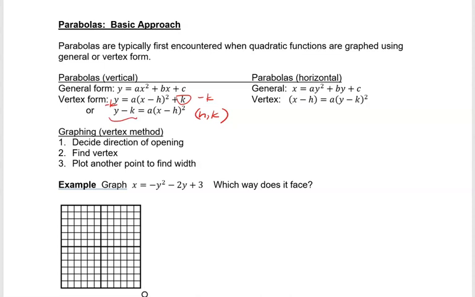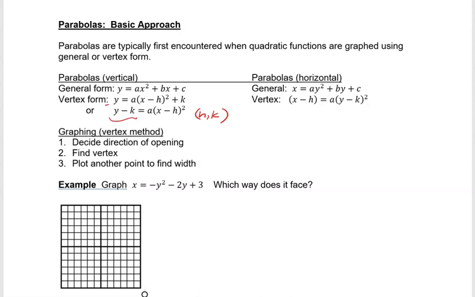We can also write this parabola in a sideways format, and that is going to occur when you have your x isolated, but it having a second degree portion which uses y. And similarly, we can write this in vertex format as well.